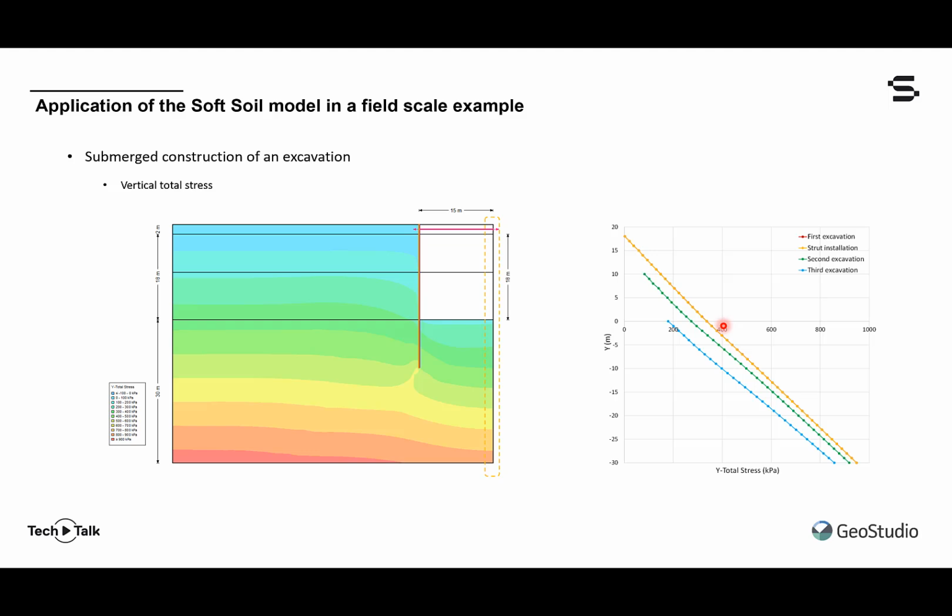And so we can see here that at the final level of excavation, the third excavation, the Y total stress at the base of the excavation, right where my laser pointer is, at around 180 kilopascals, would be equal to the hydrostatic pressure calculated by taking the 18 meters of water that remains and multiplying by about 10 kPa per meter.